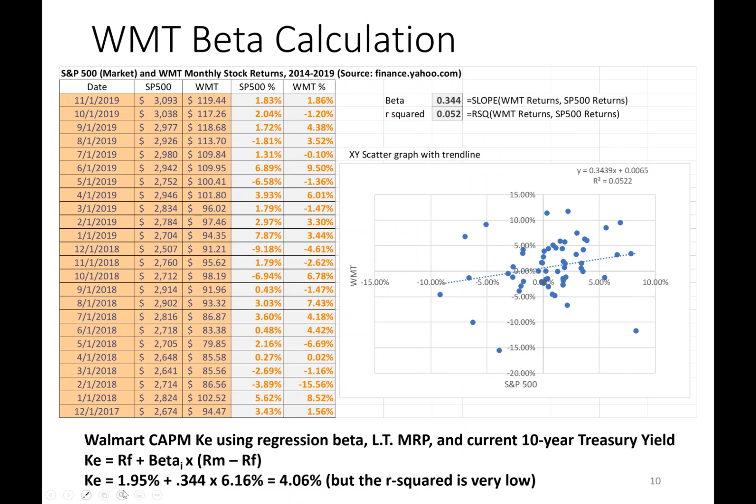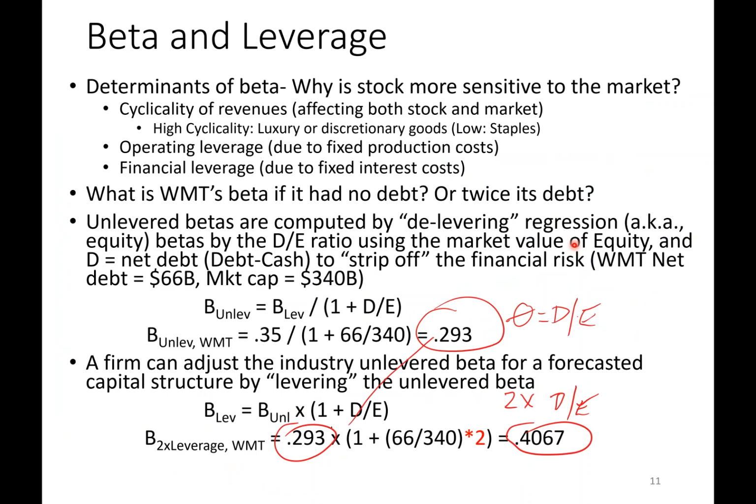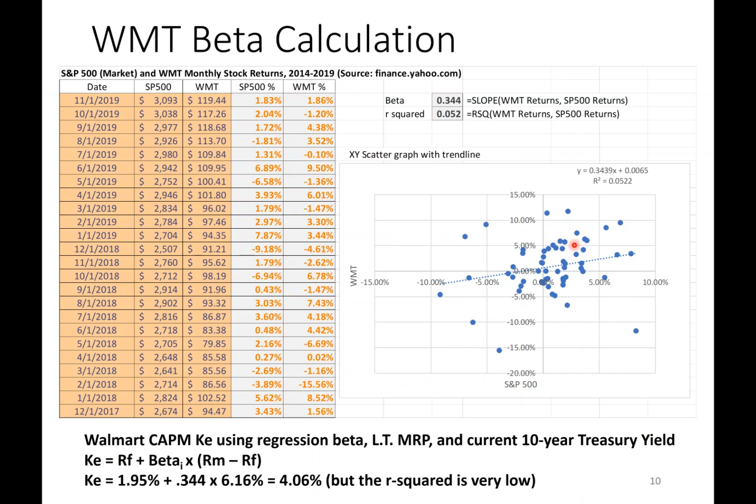At the time of this analysis, the long-term, or 10-year Treasury rate was 1.95%, and I'm going to use that 6.16% to be the expected market risk premium. So I'll take my risk-free rate plus my beta times my market risk premium, and I get an expected return, or CAPM return, for Walmart stock of 4.06%. But remember that R squared looks lousy. So let's do a little more discussion of beta and what causes beta and how beta is affected by debt.